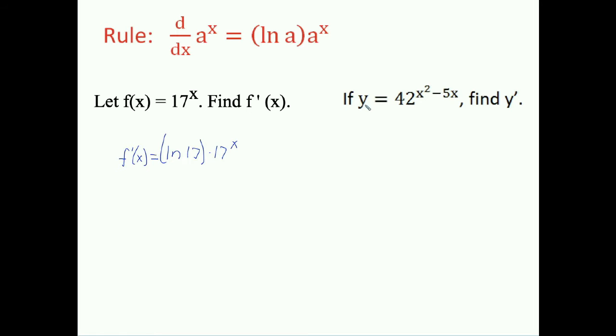So we have y prime is going to equal the natural log of 42, natural log of the base, times a to the x, so times 42 to the x squared minus 5x. But since there's a function within our function here, it's a composition of functions, we need to use the chain rule, so we need to multiply by the derivative of what's inside, which is 2x minus 5. And that's our answer. We could shift some things around a little bit, but there's not a whole lot of simplification we can do there.